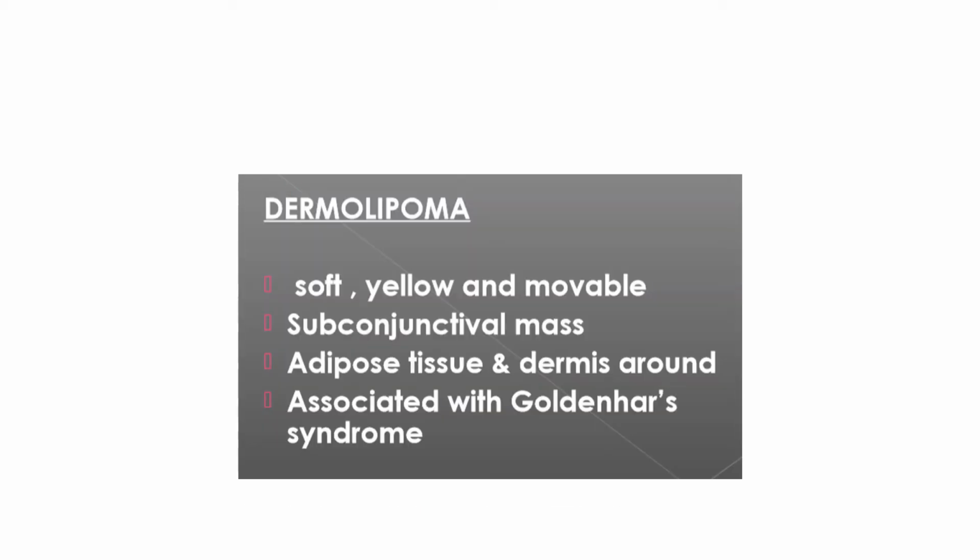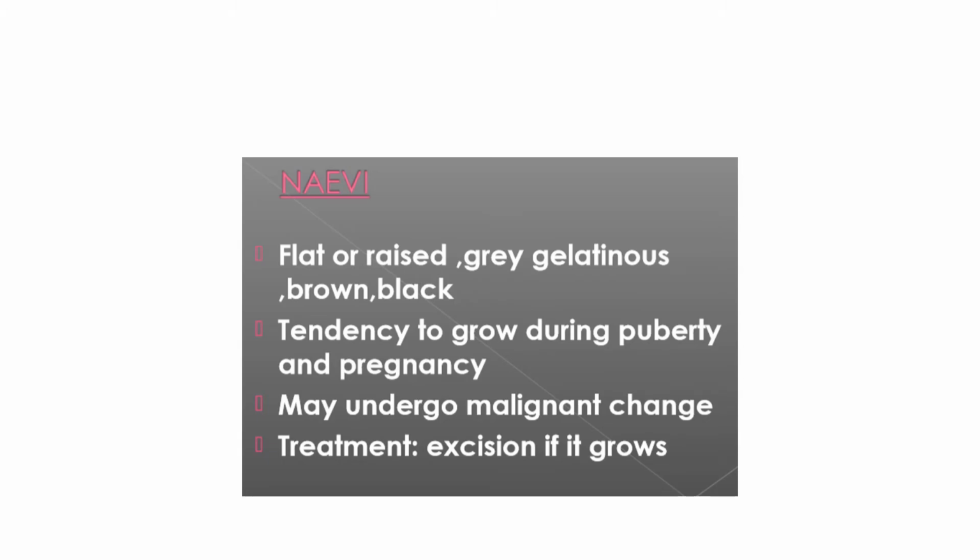Dermolipoma. It is a soft yellow and movable subconjunctival mass which is made up of adipose tissue and dermis around, and it is associated with Goldenhar syndrome. Nevus. It is a flat or raised gray, gelatinous, brown-black lesion. It has a tendency to grow during puberty and pregnancy. It may undergo malignant transformation. Treatment is excision if it grows. This picture showing here is a nevus at the limbus.